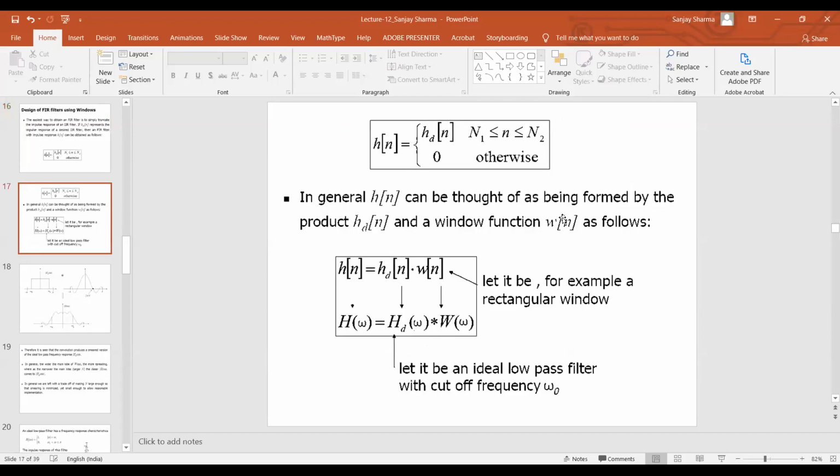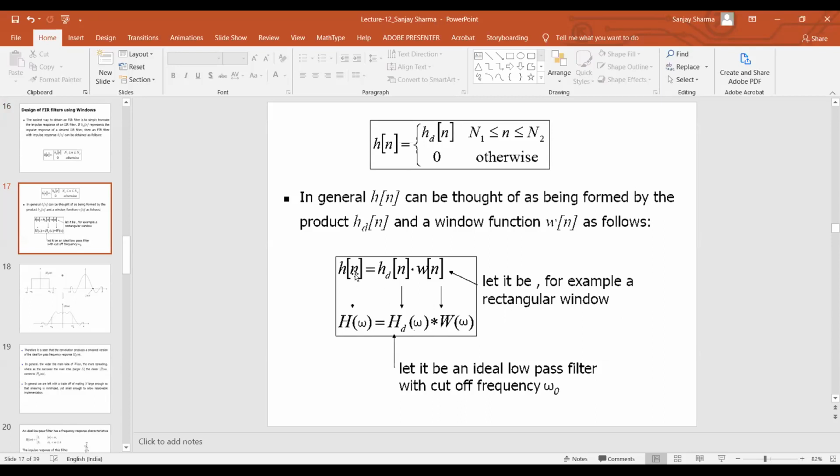We need to multiply hd[n], which is infinite impulse response, with a window function. As an example, I am taking a rectangular window. There are other windows also. We will look at the other windows also, Hamming window, Hanning window. Yesterday there was one lab class with me, so I did the experiment also with the Blackman window, Hamming window, Hanning window. Though I could not complete the theory in the theory class, I did that experiment. You can correlate that experiment with the theory part.